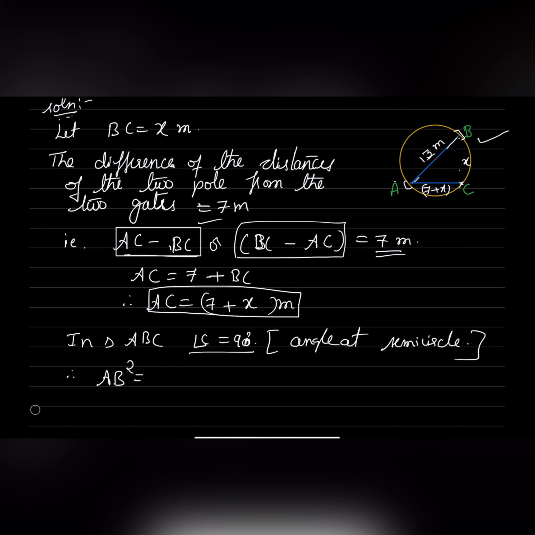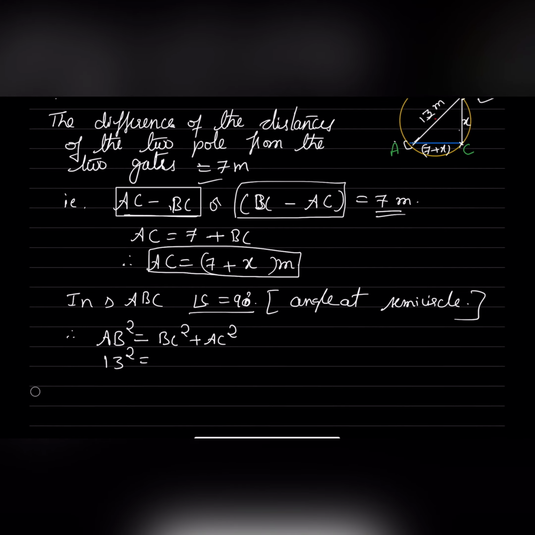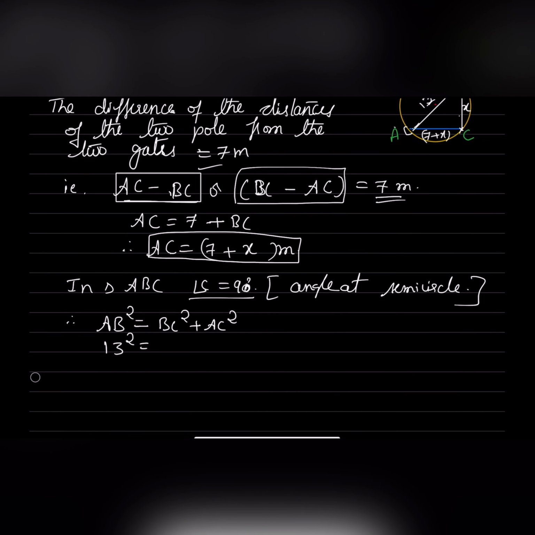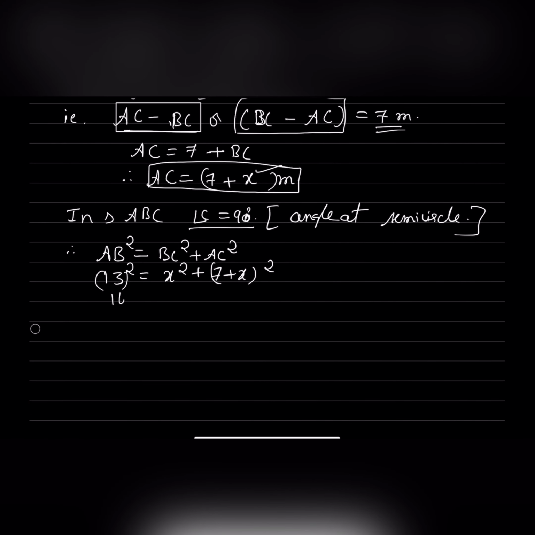Therefore, AB square is equal to BC square plus AC square. And now AB is the hypotenuse. Therefore, we have to take it that way. AB is 13, square is equal to BC, we have taken as x, so x square plus AC, we have got 7 plus x whole square. And 13 square is 169 is equal to x square plus 7 plus x whole square, which is in the form of a plus b whole square is equal to a square plus 2ab plus b square. So we will apply this identity here.